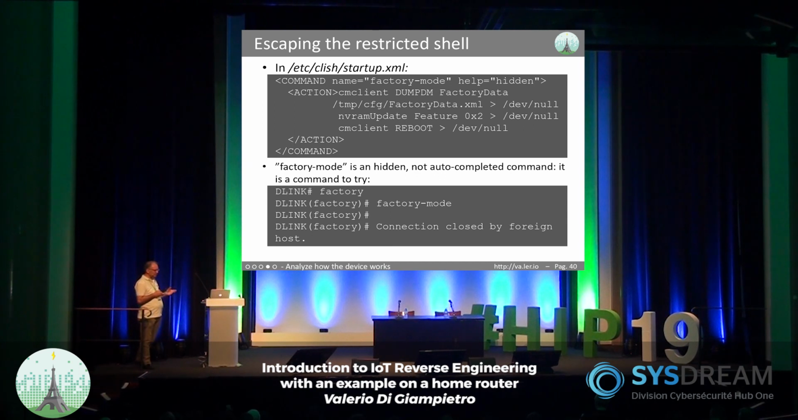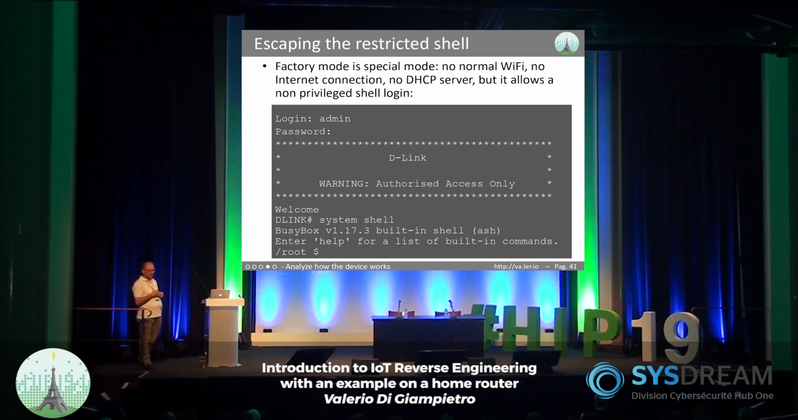So we execute this command, and the router enters factory mode and reboots. Factory mode is a special mode. We have no normal Wi-Fi, no internet connection, no DHCP server, and so on. But it has an interesting command.